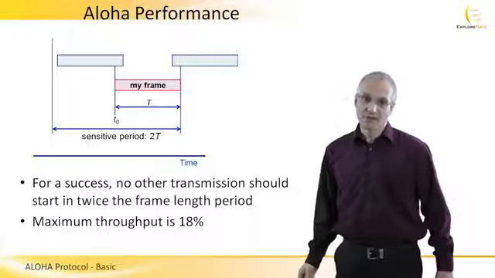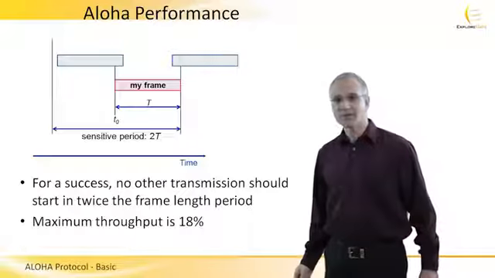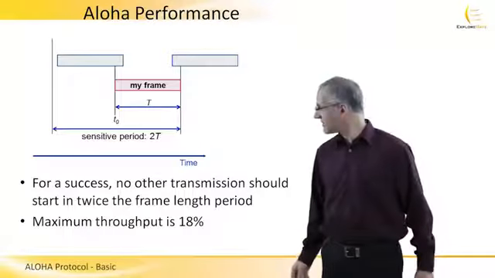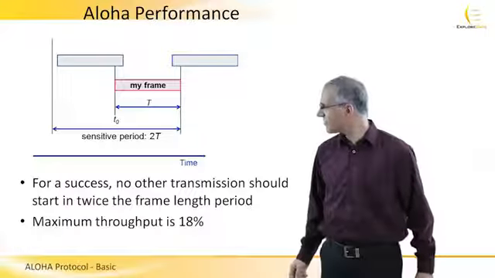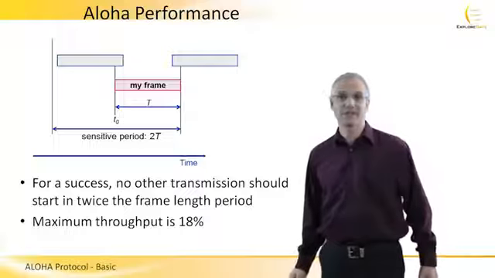Using this observation, we can calculate the throughput and see that the maximum achievable throughput in an Aloha protocol is only 18% of the capacity.